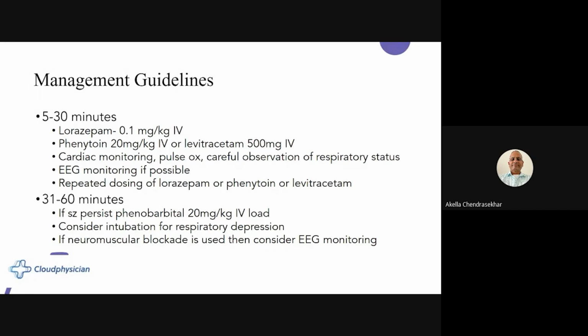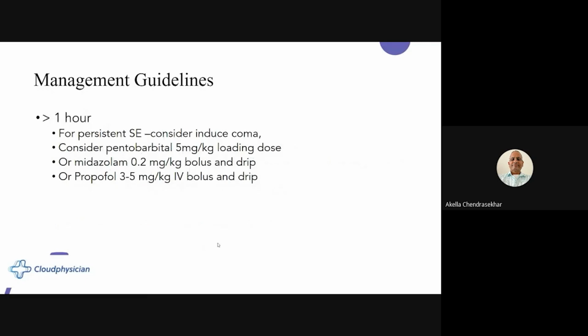Next slide. Now, if it's more than 1 hour, think about inducing coma. Use pentobarbital. Get some either midazolam drip or propofol drip on board. Control the patient. Get the patient's seizure activity stopped.